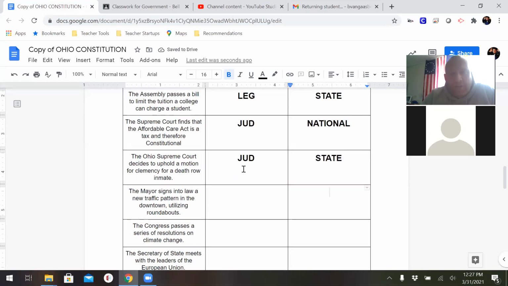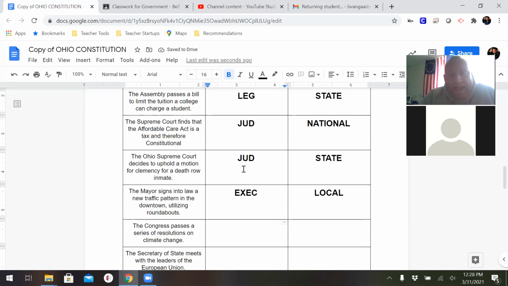Okay. The mayor signs into law a new traffic pattern in the downtown utilizing roundabouts. Since it's the mayor, what branch are we talking about? All right, the executive. And are we talking national, state, or local? Okay, it is local. Okay, local.